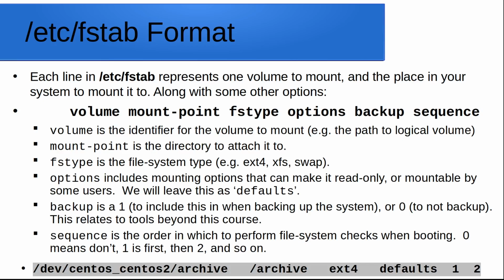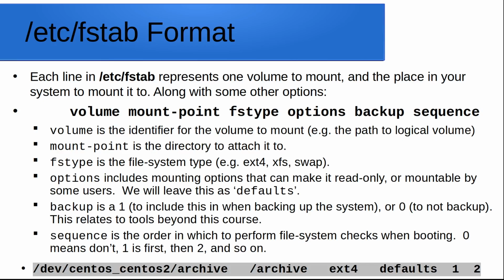And then the two numbers at the end are backup and sequence. Backup could be a 1 or a 0. It tells the system to include it or not when it's being backed up. And that's used by tools that we're not using in this course, so you don't need to worry about it too much. You might need to worry about it later, but not in this course. Now sequence, that's the order in which to perform file system checks on it when booting. 0 means don't, 1 means do it first, 2 means do it second, so on and so forth.